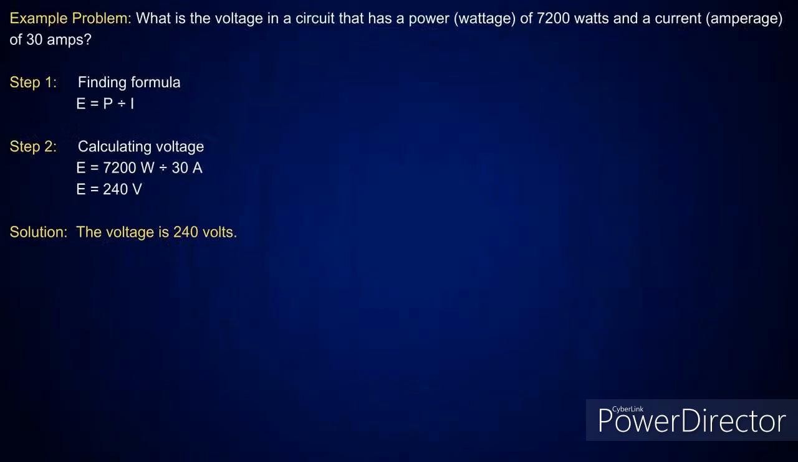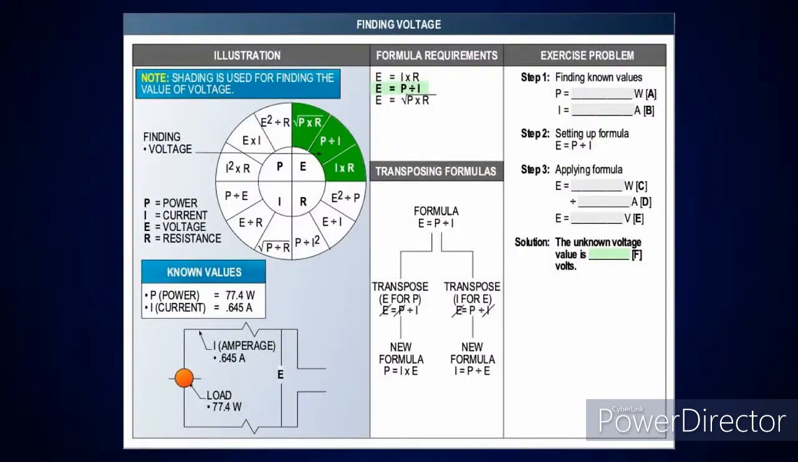Now, the next one, I know the power. It's 7,200 watts. We know the amperage was 30 amps. So P is over I. I'll take the 7,200 watts, divide it by 30 amps, and that gives me 240 volts. Okay? Nice. Now, as you can see, have I changed any values yet?